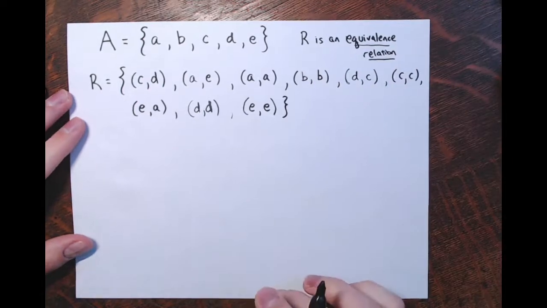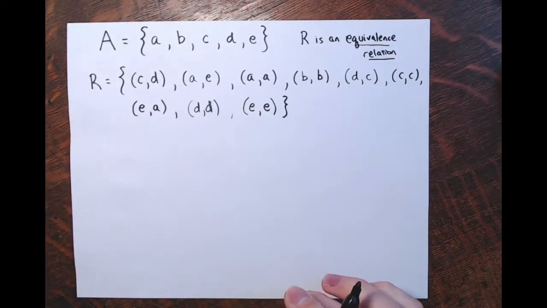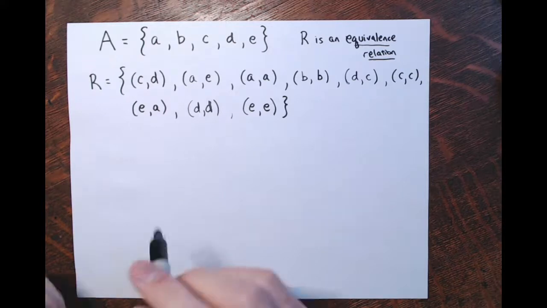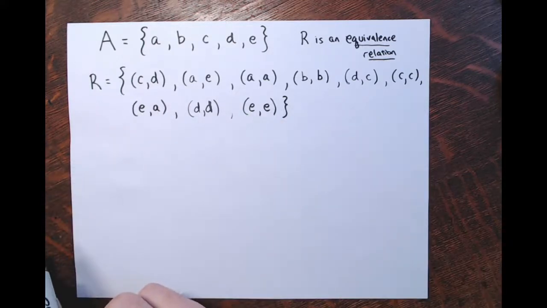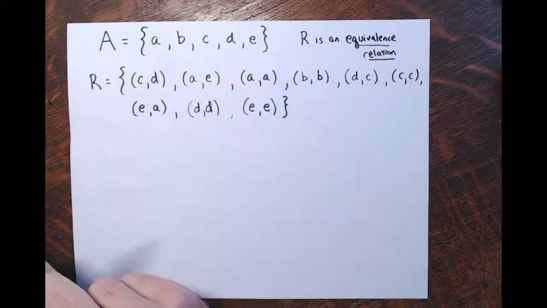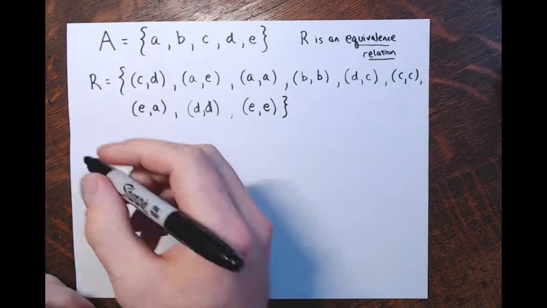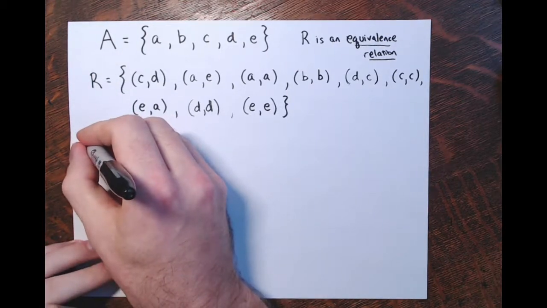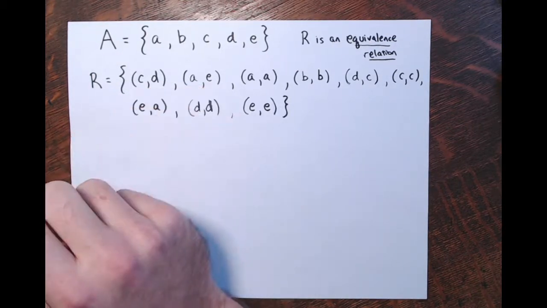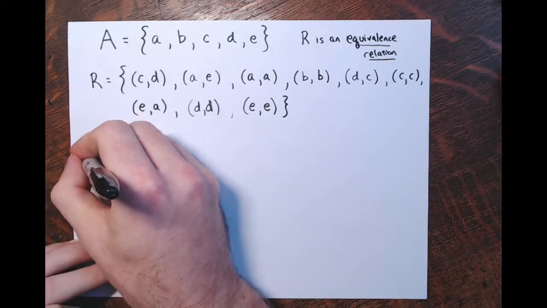So what I'm going to do is draw a picture. There are only 5 elements here. I'm going to draw a picture, and we're going to see how this equivalence relation R will help us define a partition of set A. We're going to break set A up into non-overlapping pieces. So remember those. Now, before I draw the picture, I'm going to make these equivalence classes.